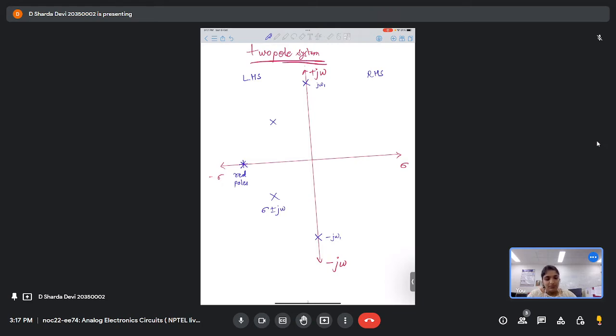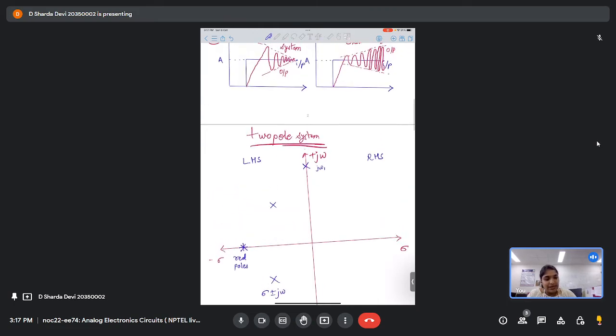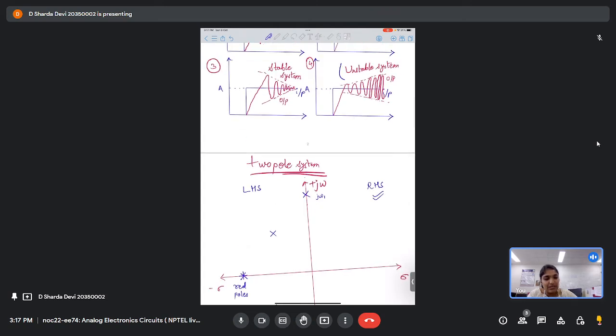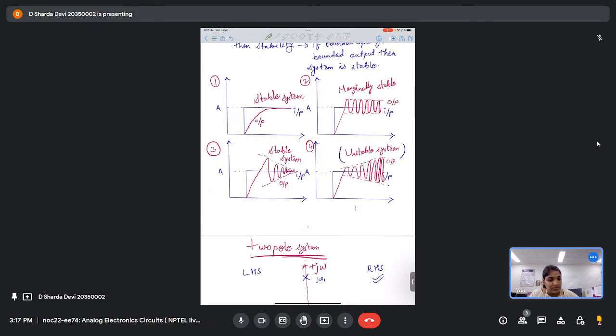Okay, so I'll answer. What basically happens is when you have a right hand side pole, an RHS pole, it gives this unstable behavior. This unstable behavior that we have observed earlier is due to RHS poles. And we never want an unstable system. So, that's why we never talk about the right hand side poles.